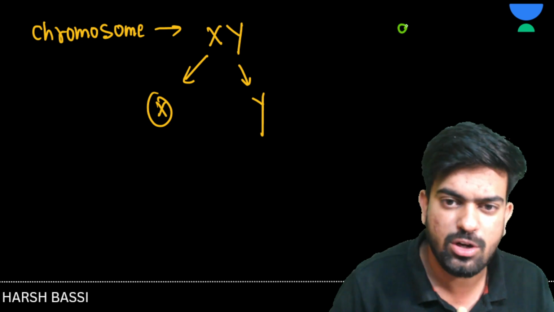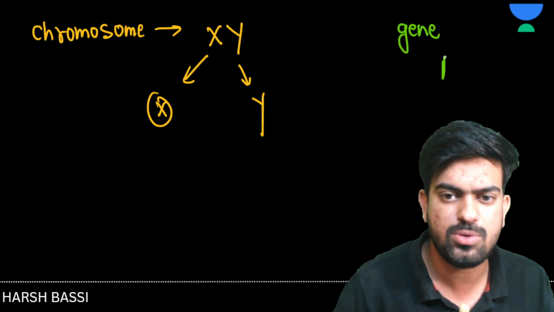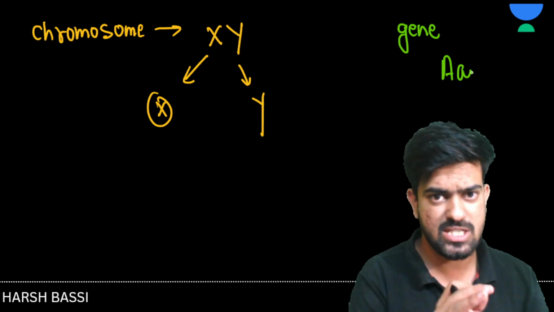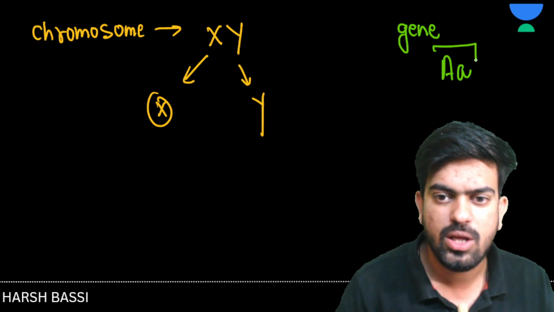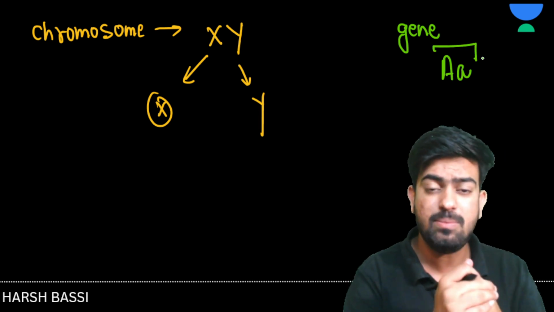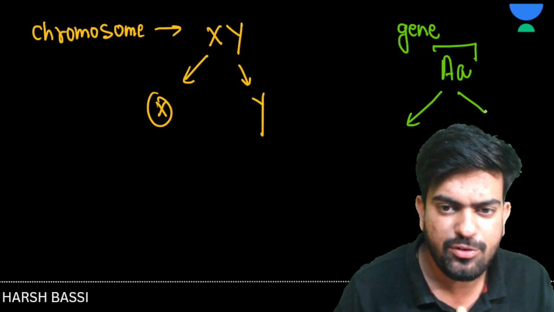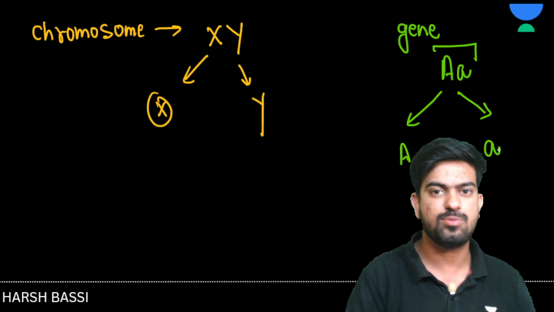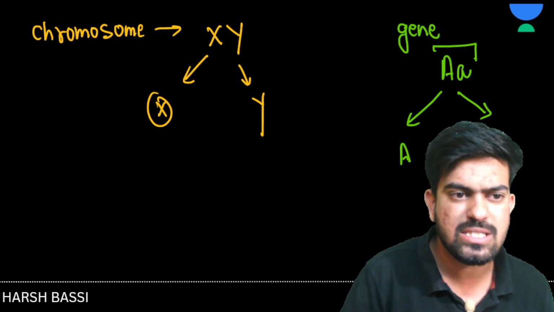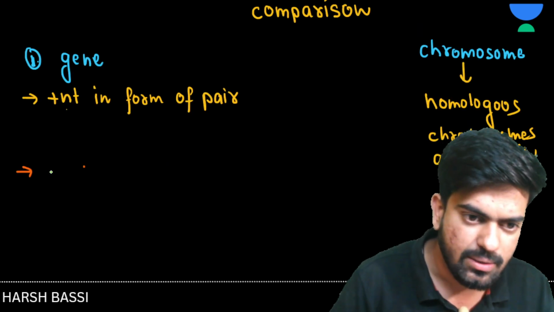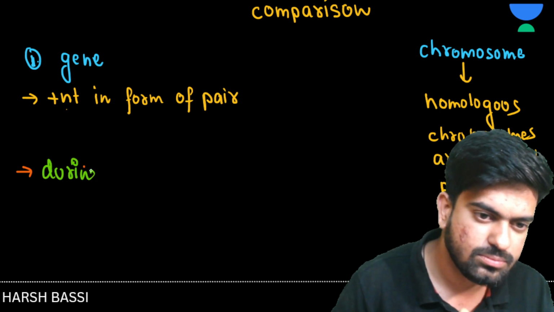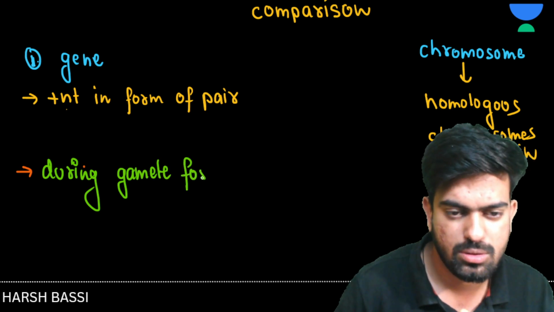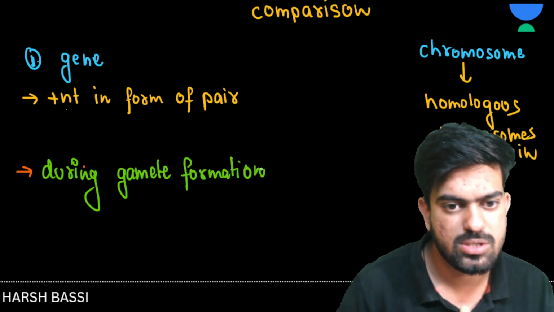Next, with respect to genes, let's suppose you have a gene pair representing capital A and small a. If they have to form gametes, one gamete is going to have capital A and the other gamete is going to have small a, right? So this is the second point, that during gamete formation, alleles are what? Or genes what?